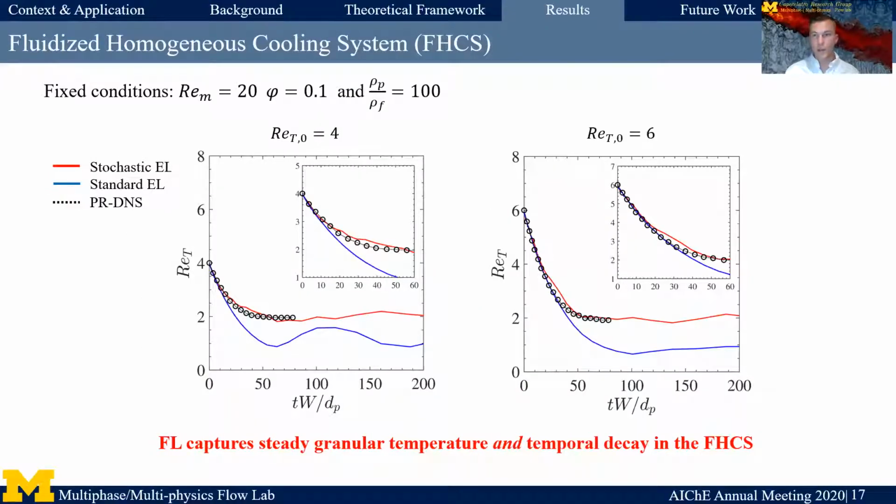Looking at the homogeneous cooling system now, we can consider two initial conditions where we have overprescribed granular temperature, and we look at how the system cools back down to our steady granular temperature. And again, we see very strong agreement between stochastic EL and PRDNS, whereas standard EL cannot resolve the sustainment of granular temperature at steady state.